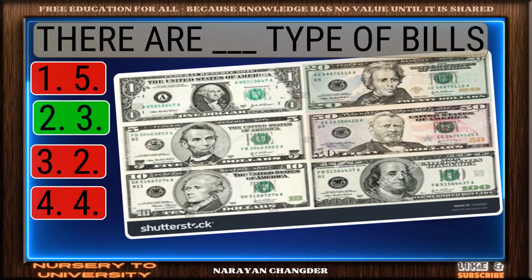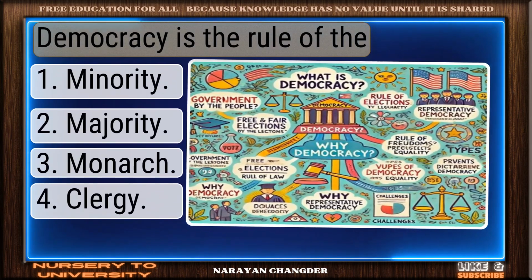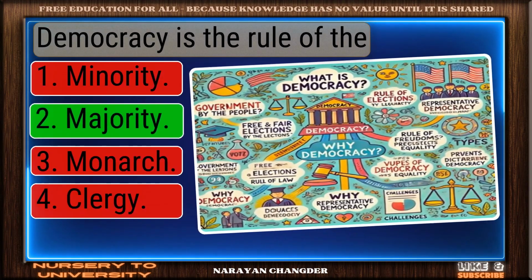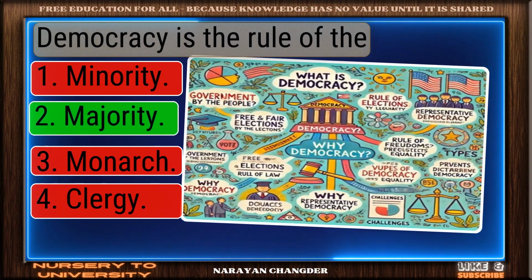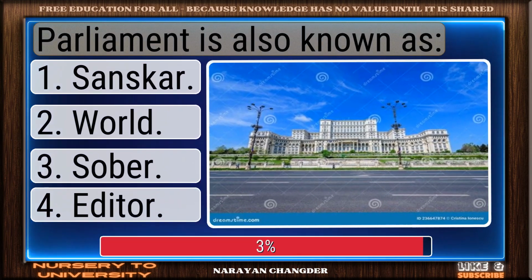On track. 3 is the correct answer. Question number 201. Democracy is the rule of the. Nicely done. Majority is a solid answer. Question number 202. Parliament is also known as.